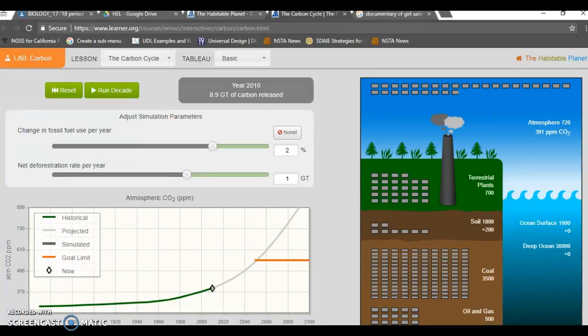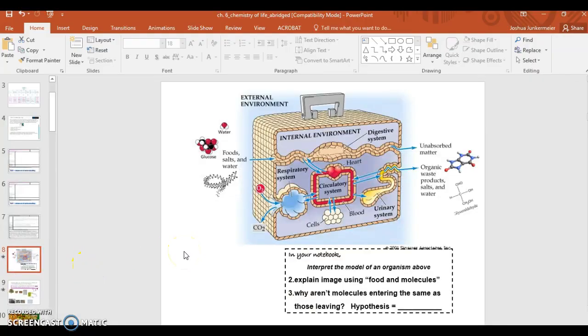All right. Here we have slide 8, and slide 8 has a really interesting model that a scientist has created, and it turns an organism, a human or an animal, into what looks like an opening for things to go in and an opening for things to go out. And if you look, compare the things going in to the things going out.